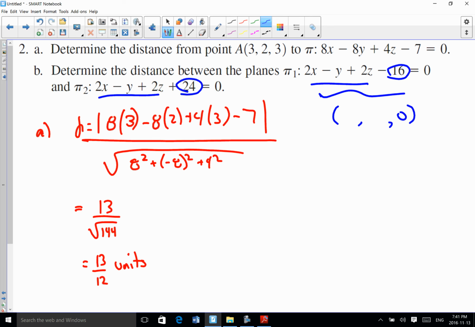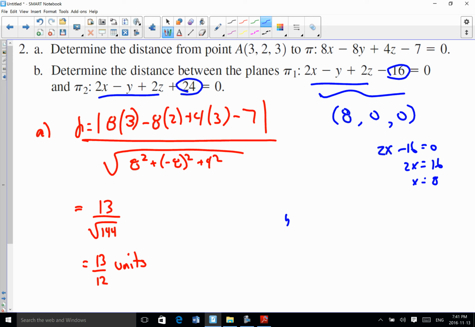Let's make our z 0, our y 0. We'd be left with 2x minus 16 equals 0. In other words, 2x equals 16, so x is 8. Now you can pick a different point if you want to. You can make your x 0, your z 0, and pick the value for y that makes it true. Y would be -16 in that case. Same thing if you want to do for z. It doesn't really make a difference.